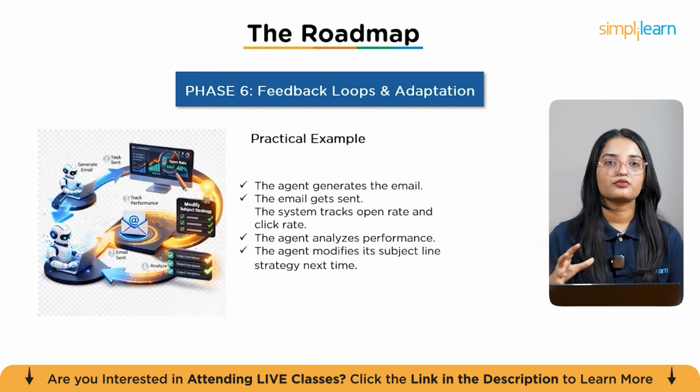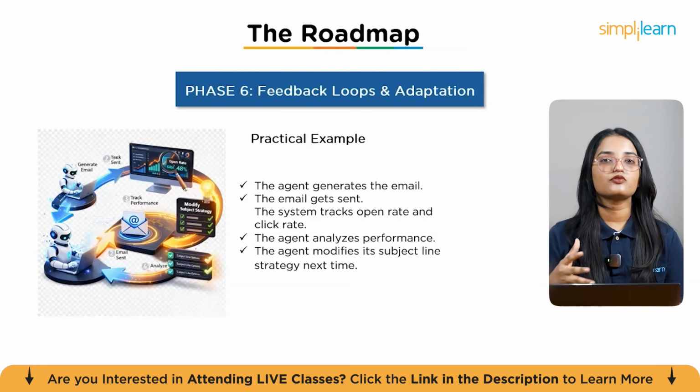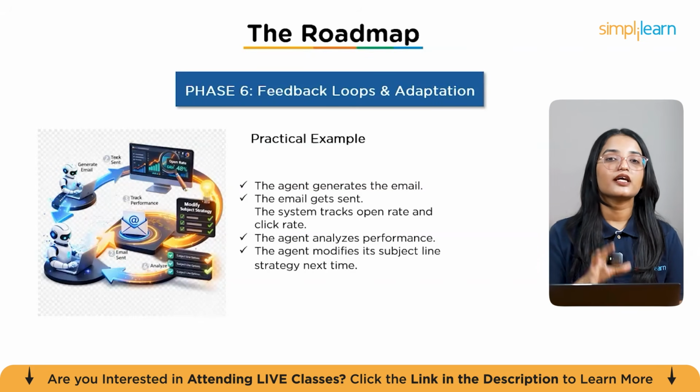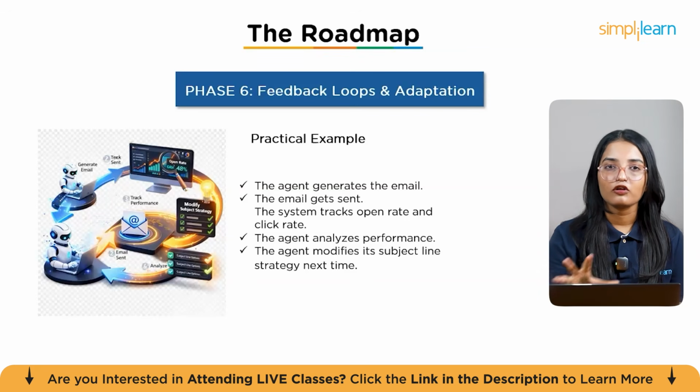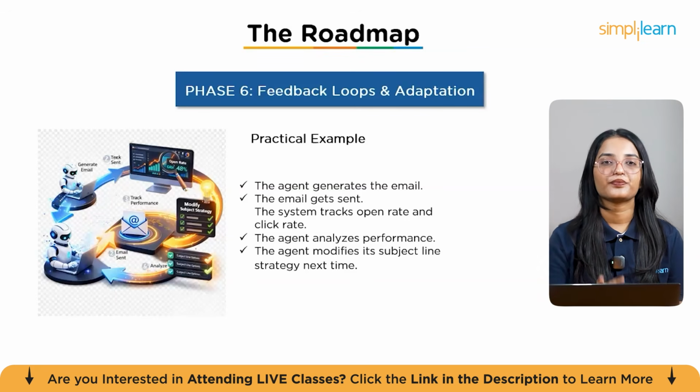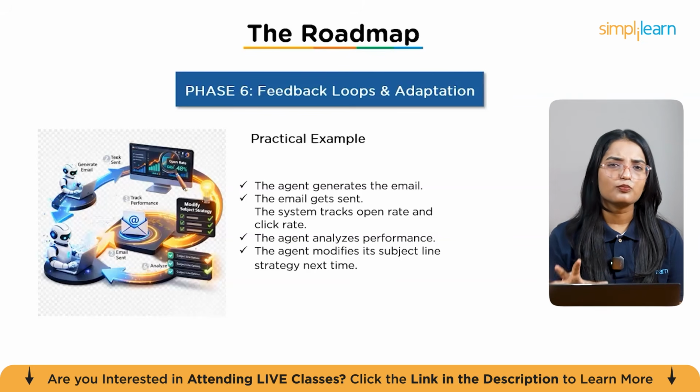Suppose the AI agent writes marketing emails. Here's what happens. First of all, the agent will generate the email. The email will get sent. The system tracks open rate and click rate. The agent analyzes performance. The agent will modify its subject line strategy next time. The system is evolving. It's not just static anymore. It is adaptive.